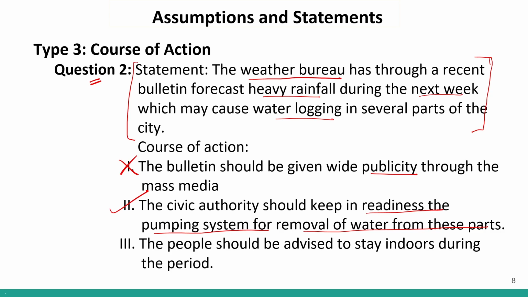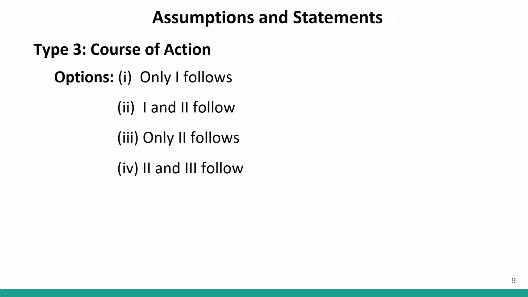Third one says the people should be advised to stay indoors during this period. Definitely. This also is a correct course of action. Since heavy rainfall is predicted, it is advisable for people to stay indoors. So this should be added in the advisory. So both 2 and 3 are correct courses of action according to me. Let us look at the options. Option number 4 says 2 and 3 follow. This will be the correct answer, because pumping systems are also required and people should be advised to stay indoors. So option number 4 will be the correct answer.